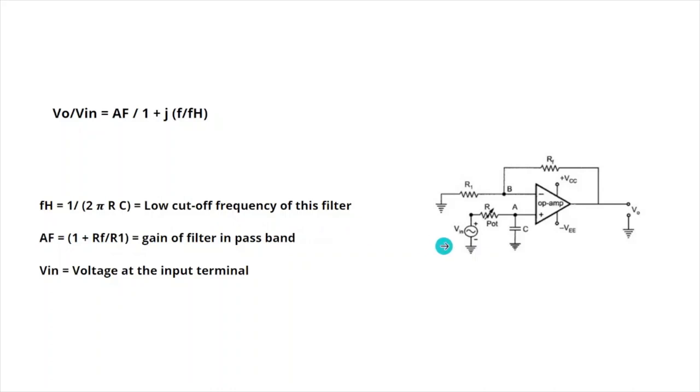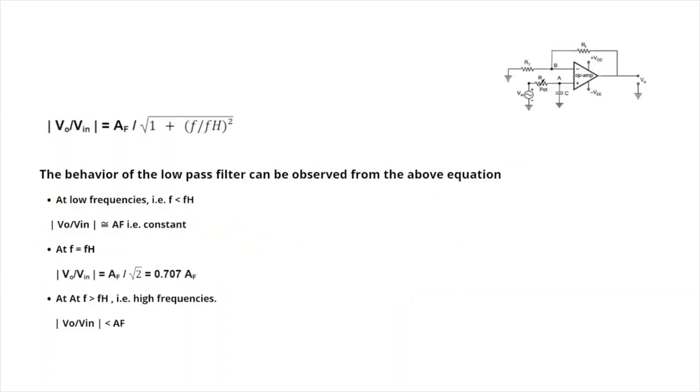And here you can see Vin is nothing but the input at the non-inverting terminal, and VO is the output. So I hope you are clear with the circuitry diagram and basic equations. So here we have the final equation, which can be represented as VO divided by Vin is equal to AF divided by square root of 1 plus (F divided by FL) squared.